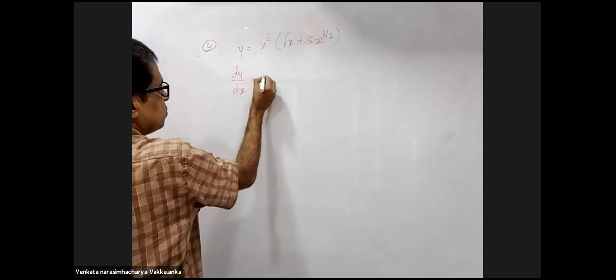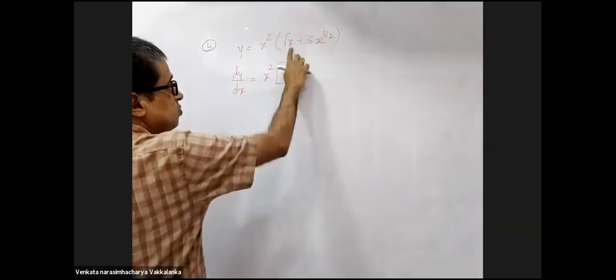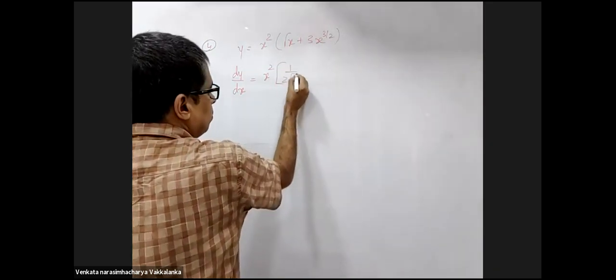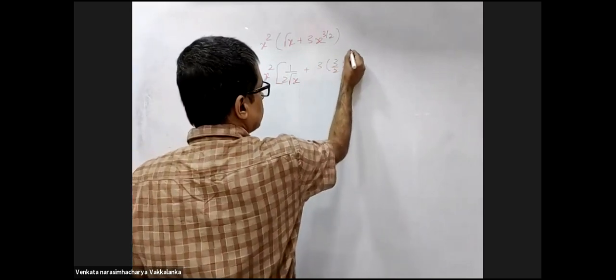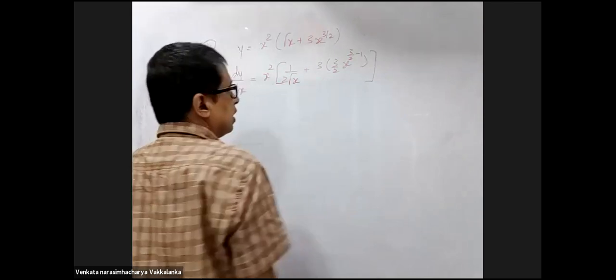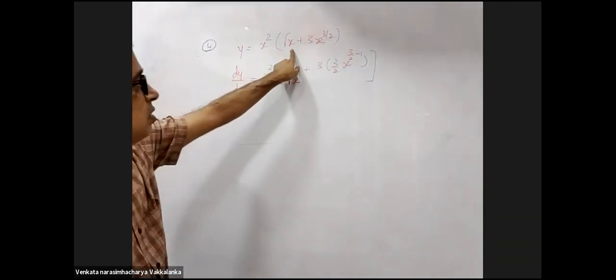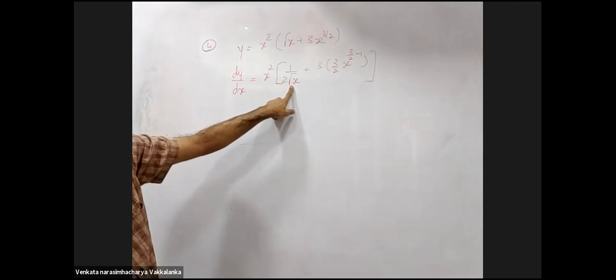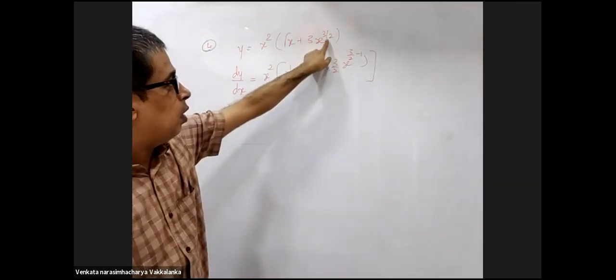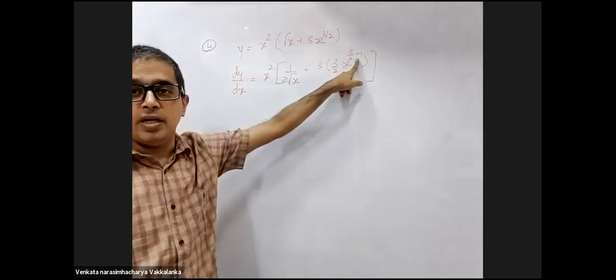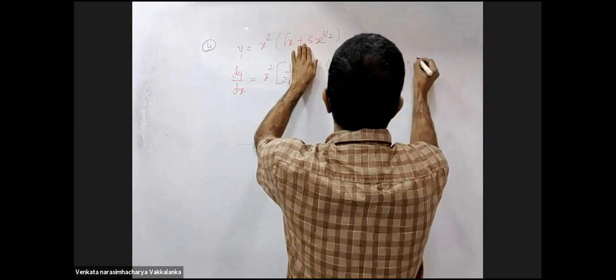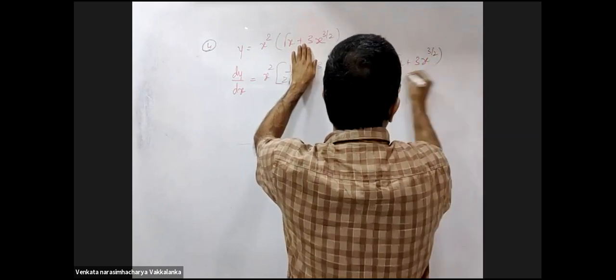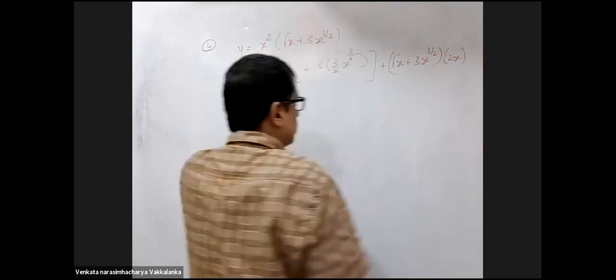dy by dx. I will keep x square as it is and differentiate this: 1 by 2 root x plus 3 into 3 by 2 x to the power 3 by 2 minus 1. I kept x square as it is and I am differentiating this: 1 by 2 root x, 3 into n x to the power n minus 1. Plus, keep this as it is, root x plus 3x to the power 3 by 2. Differentiation of this is 2x.